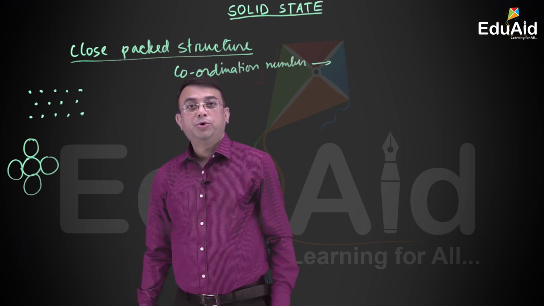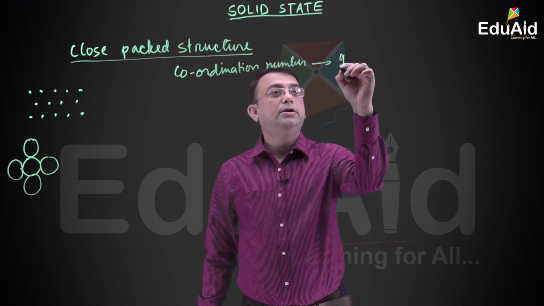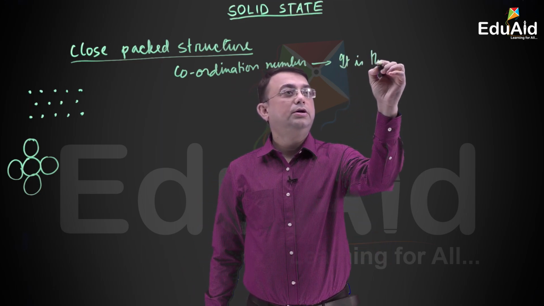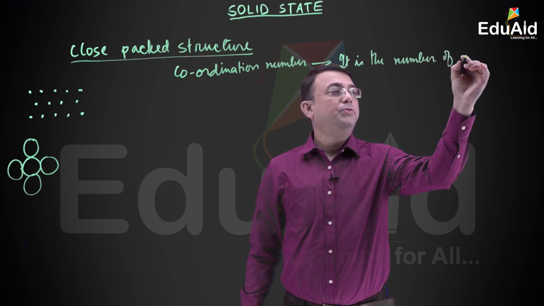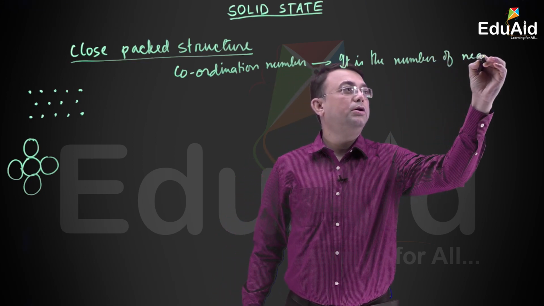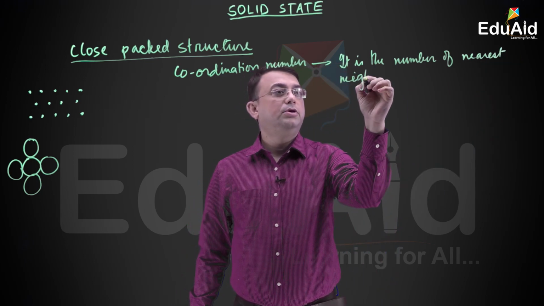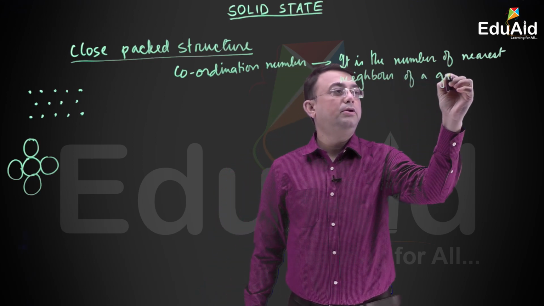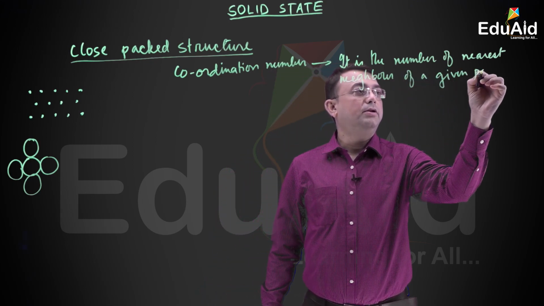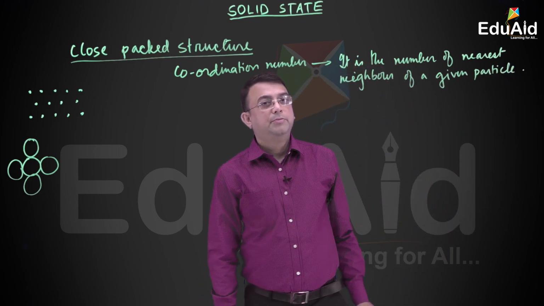Now what is this coordination number? It is the number of nearest neighbors of a given particle. It is the number of nearest neighbors of a given particle.